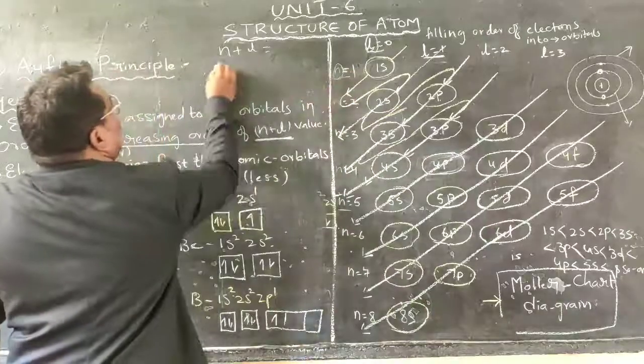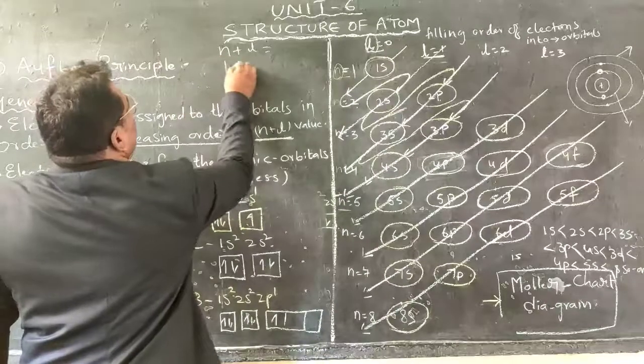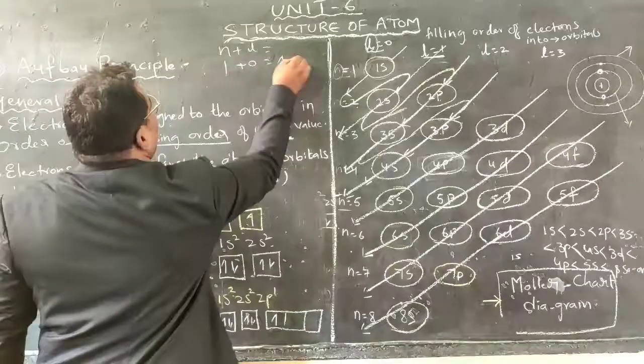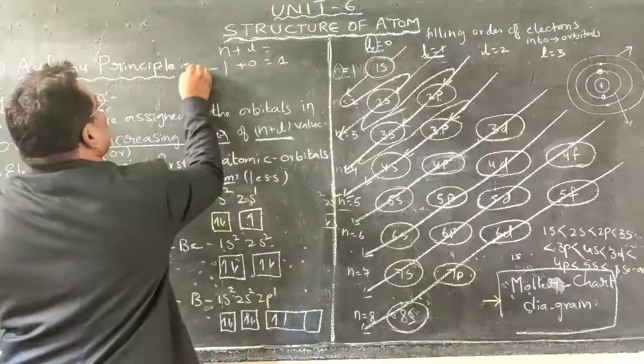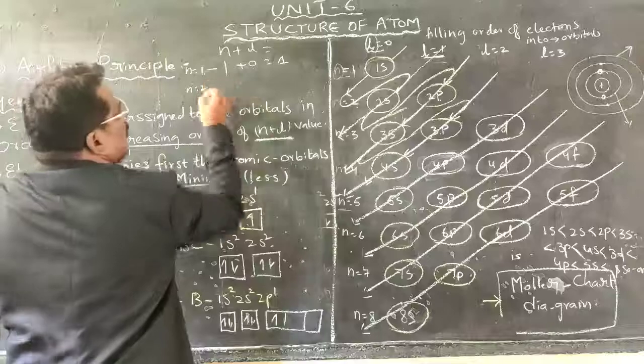1s: n is equal to 1, l is equal to 0. This is n is equal to 1. Next one is what? n is equal to 2.